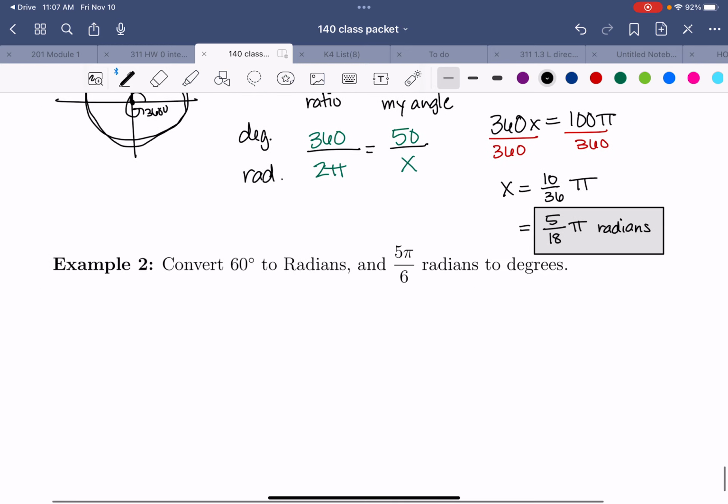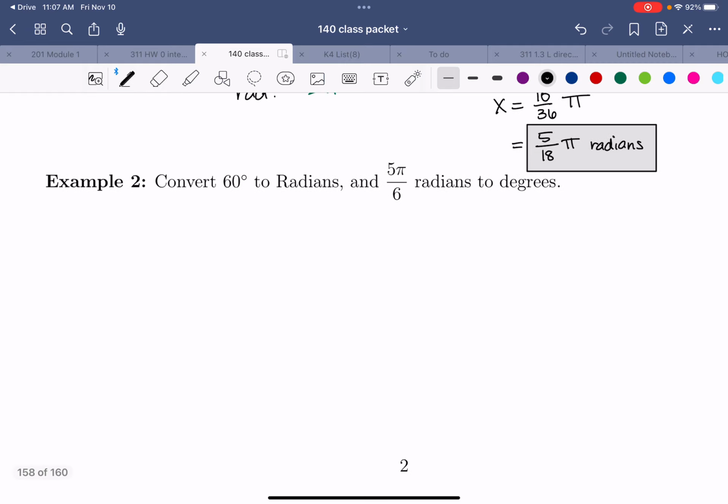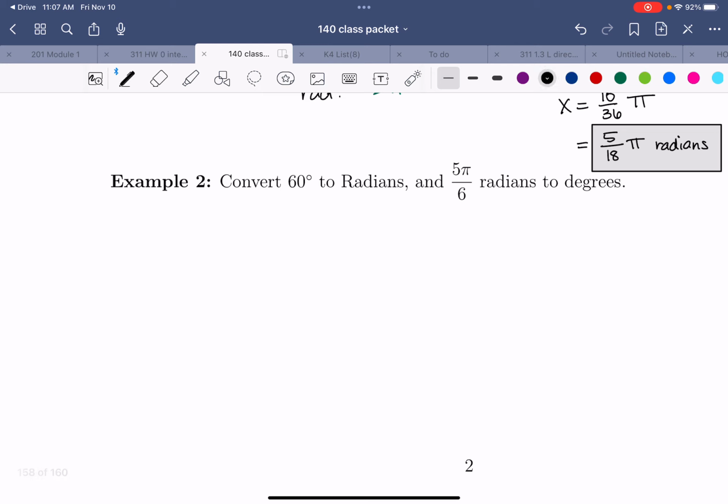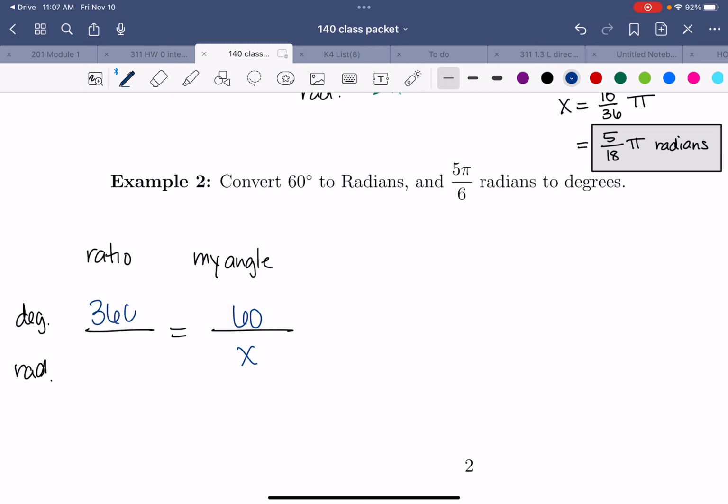Okay, so let's practice that again. In example 2, we're going to convert 60 degrees to radians and 5 pi over 6 radians to degrees. So I'm going to set up my proportions, with the ratio and my angle. These are just labels to help me keep everything straight. The degrees I'm going to put on top, and the radians on the bottom, though you can flip these positions if you like. I have 60 degrees, which is my angle, and I'm looking to convert that to radians, so my x goes in the radian spot. In the ratio, 360 degrees is the same as 2 pi. Then we can cross multiply.